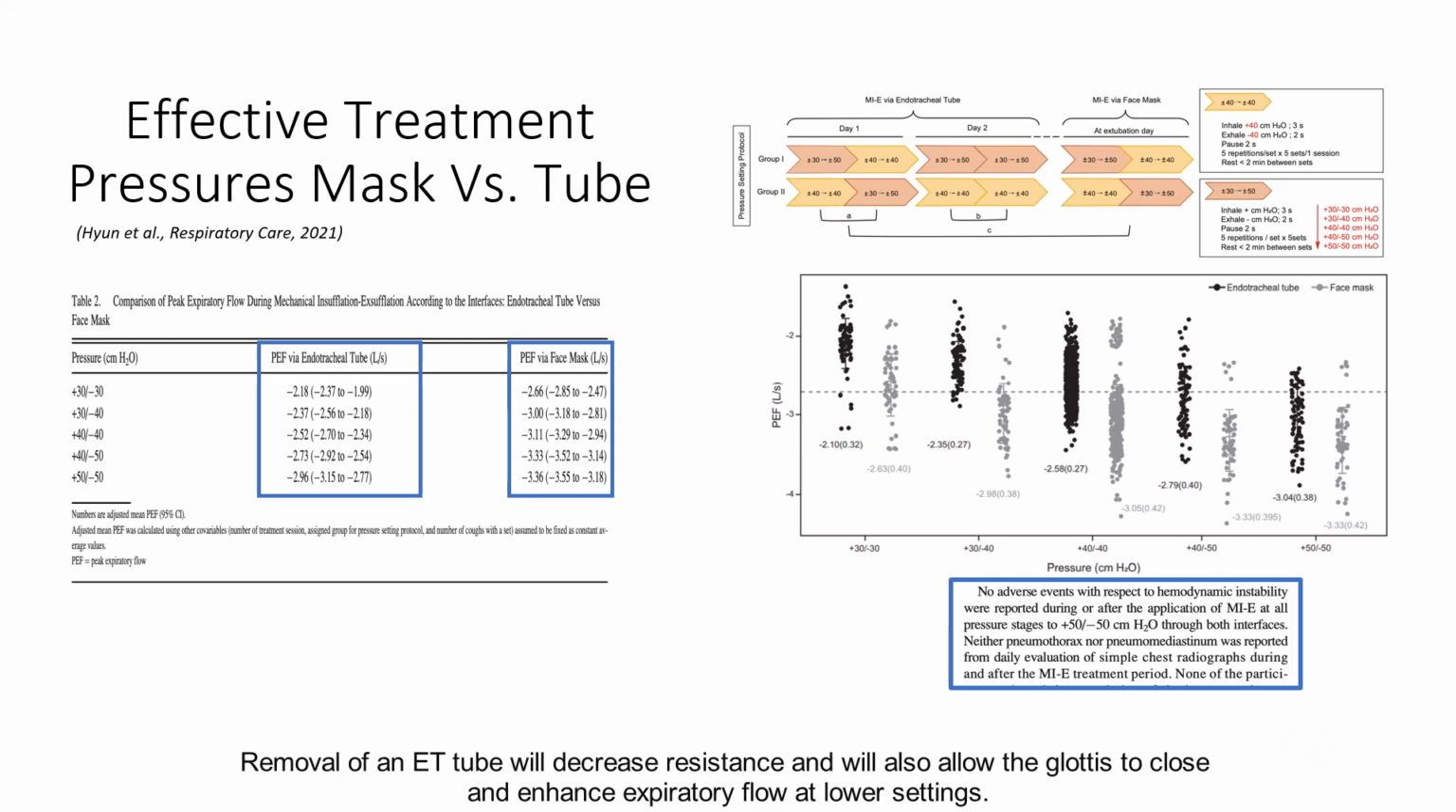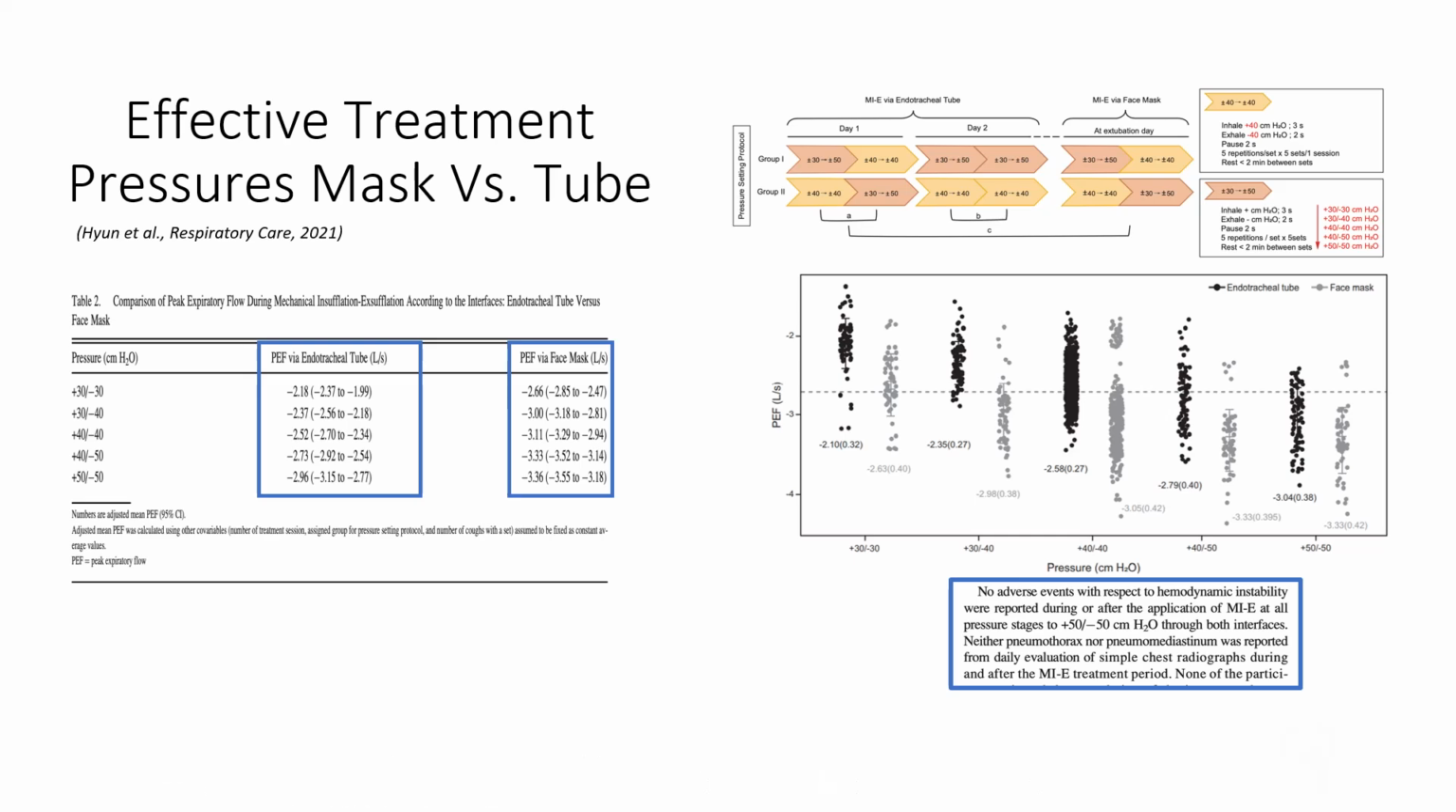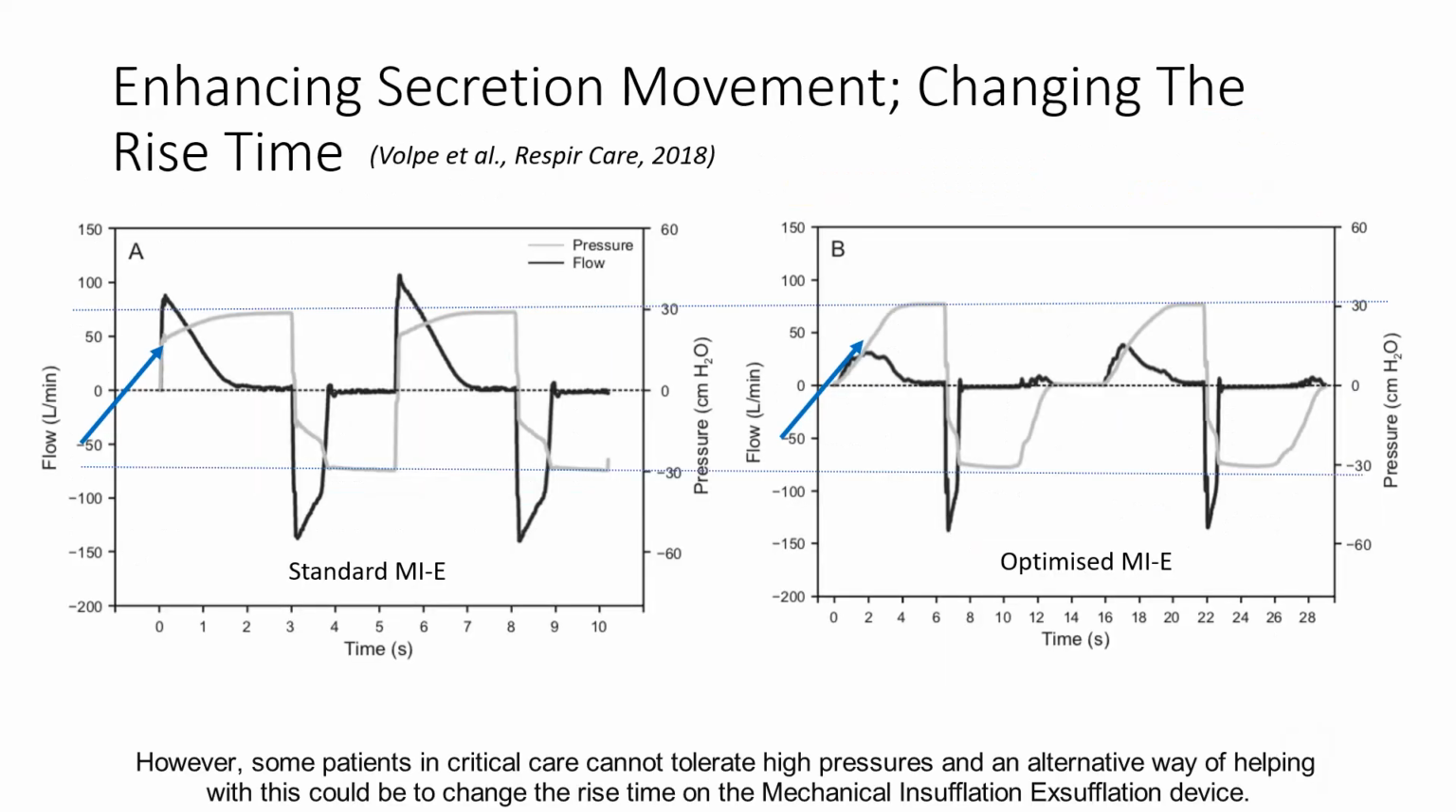Removal of an ET tube will decrease resistance and will also allow the glottis to close and enhance expiratory flow at lower settings. So if you're continuing to use MIE, once the tube has been removed, you may find that you're able to decrease the pressure settings. However, some patients in critical care cannot tolerate high pressures, and an alternative way of helping with this could be to change the rise time on the mechanical insufflation-exsufflation device.